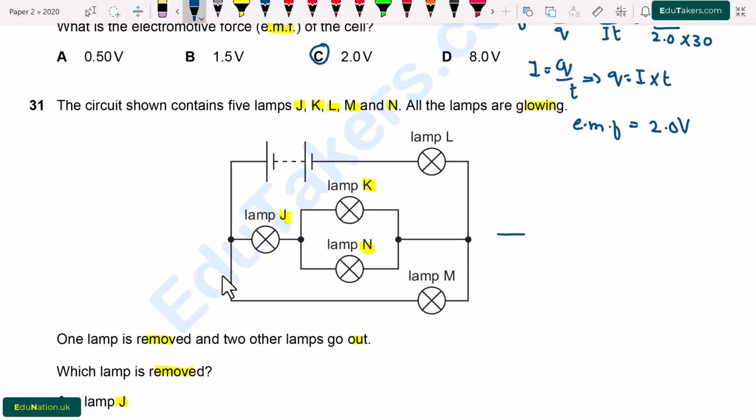Here I draw a diagram for this. Here is J, and this lamp is basically the combination of K and N. Now both of these are in series and this series combination is also parallel to L and M. I also draw here. Here is L and here is M.